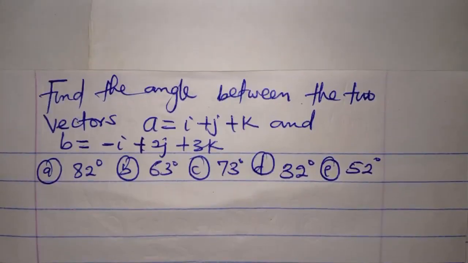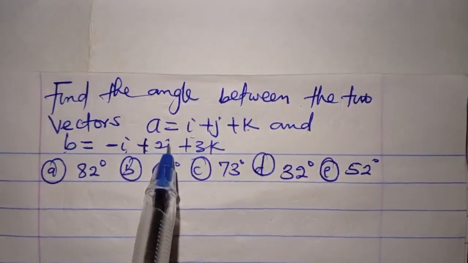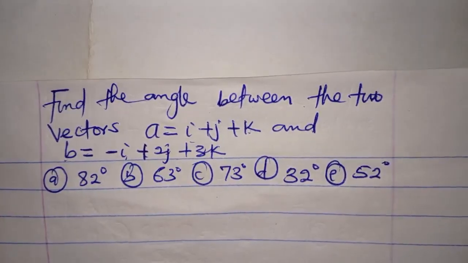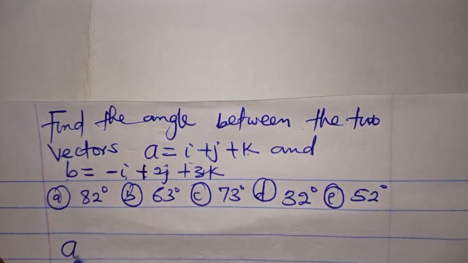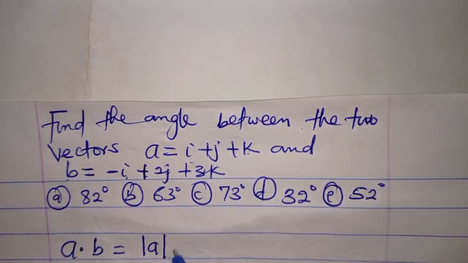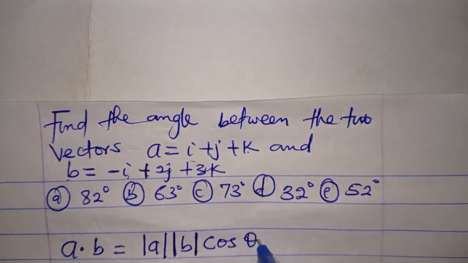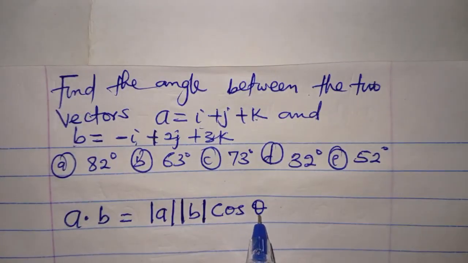Find the angle between the two vectors a equal to i plus j plus k and b equal to minus i plus 2j plus 3k. To determine the angle between two vectors, we make use of the formula that says the dot product of a and b is equal to the modulus of a times the modulus of b times cos theta. So this is the angle between the two vectors, theta.